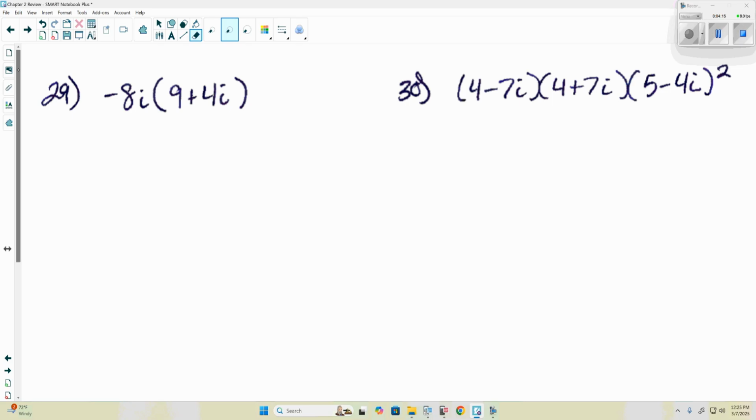Now the same thing can be said of this one here. We have negative 8i times 9 plus 4i. So we would distribute if we did this by hand. Negative 8i times 9 is going to be negative 72i. Negative 8i times 4i is going to be negative 32i squared. But i squared is negative 1, so it's going to turn the negative 32 into positive 32, giving us 32 minus 72i.